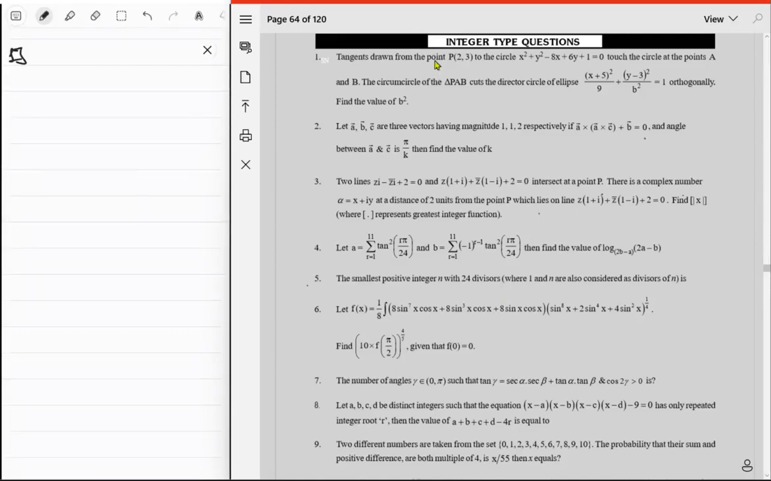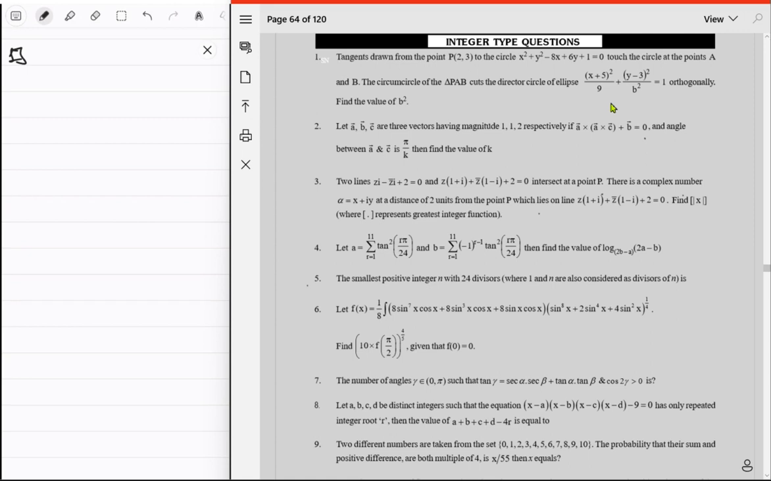First question: a tangent is drawn from this point to this circle, touching the circle at the points A and B. The circumcircle of triangle PAB cuts the director circle of this ellipse orthogonally. Finally, find b squared. So it touches at the two points A and B. Oh, okay, that's weird. The circumcircle cuts the director circle of the ellipse orthogonally.